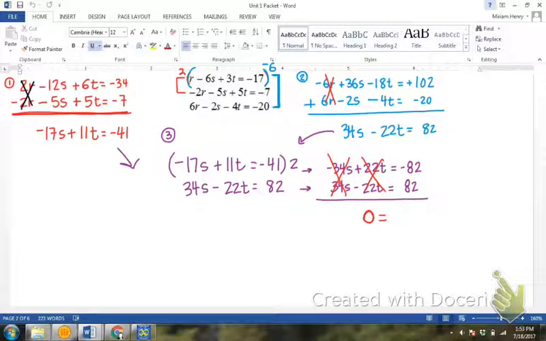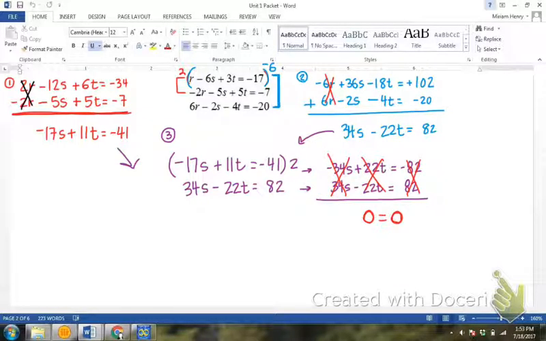What is negative 82 and 82? 0. Look back. What is 0 equals 0? What kind of a solution is that? Infinitely many. Not no solution. That's what I meant, but there's no variable, therefore it can't equal anything. Right. Infinitely many solutions. So, whoa.